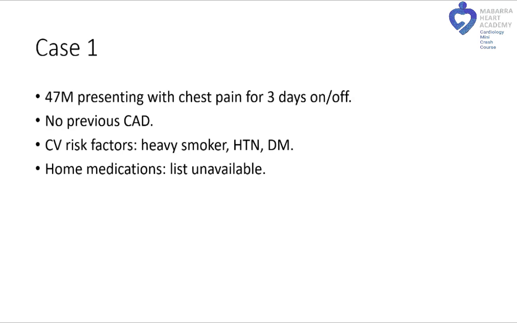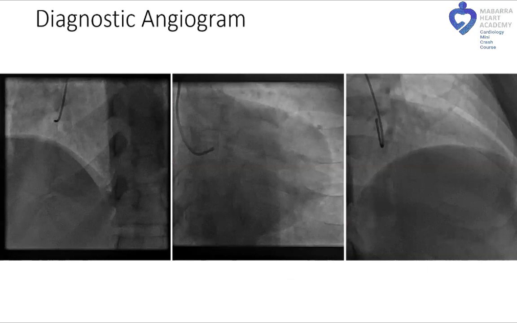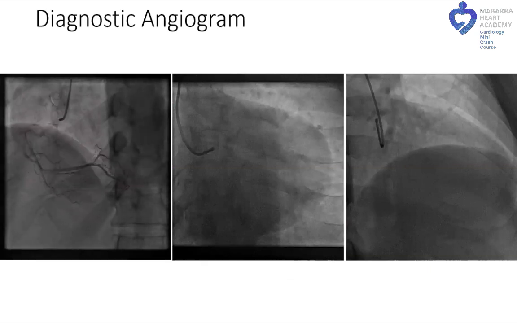So this is a case of a 47-year-old gentleman presenting with chest pain for 3 days on and off. He did not have any previous history of coronary artery disease. His cardiac risk factors included heavy smoking, hypertension, and diabetes. His medication list was unavailable. So this was his ECG showing non-specific ST changes, and the patient was advanced for coronary angiography.